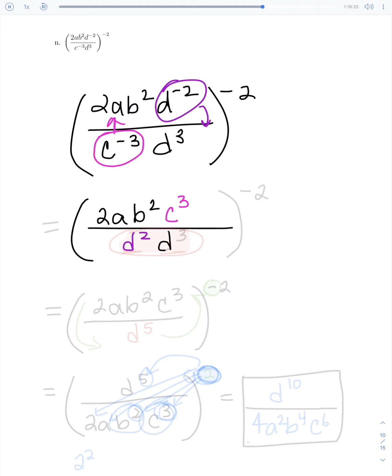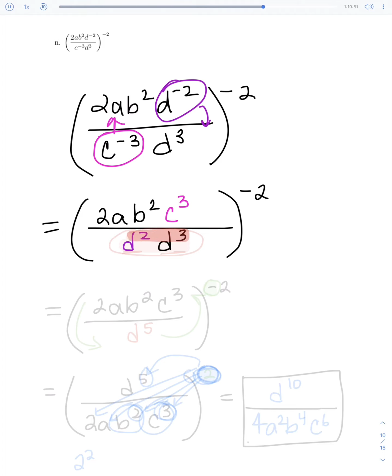Notice the d that was already on the bottom with a positive exponent would stay. Only things with a negative exponent should be moving, and nothing else would be changing. We'd leave the negative exponent on the outside. We were only dealing with everything on the inside.